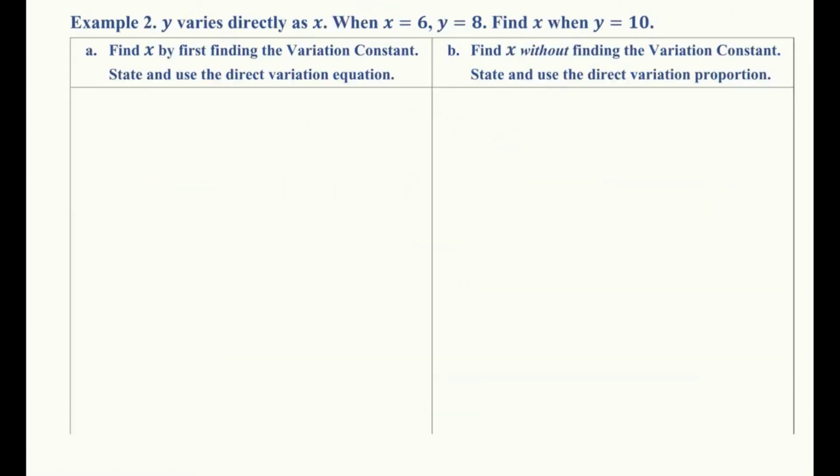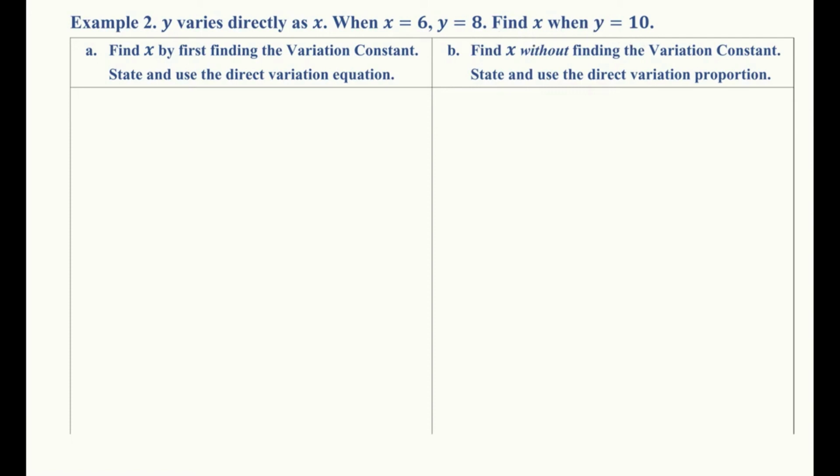So here we're going to actually solve our first variation problem. We're given that y varies directly as x. We're also given some information that when x is 6, y is 8. We want to find x when y is 10.